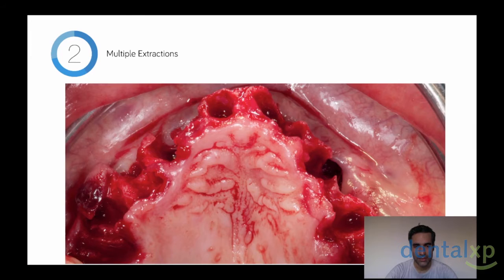Of course, I started to regret it as soon as I raised the flap. As you can see, the bone conditions are so bad that we really thought about aborting the mission. As you can see, the conditions are so bad, so we started regretting promising our patient an approach with immediate loading.